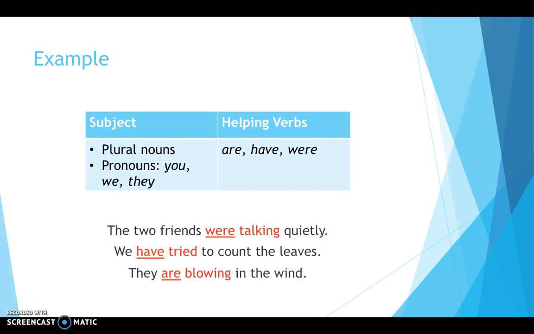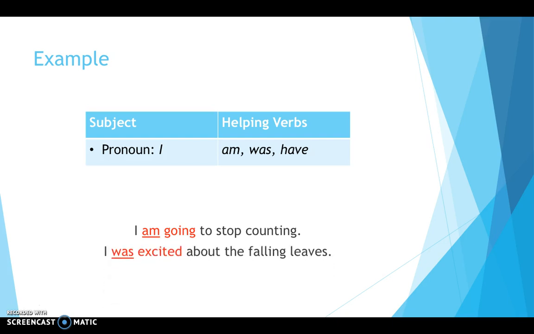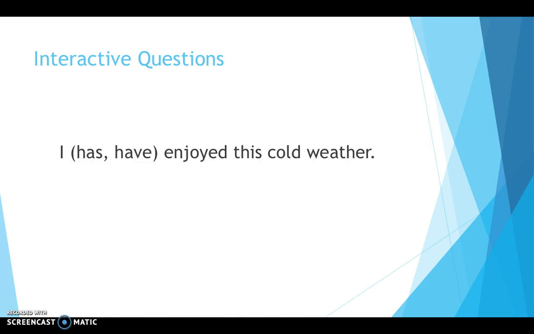They are blowing in the wind. What is the verb of that sentence? Are blowing, correct. And the last one, when I does its own thing, I am going to stop counting. I was excited about the falling leaves. Those were examples with the I. Am going, was excited. Okay, here are the interactive questions.